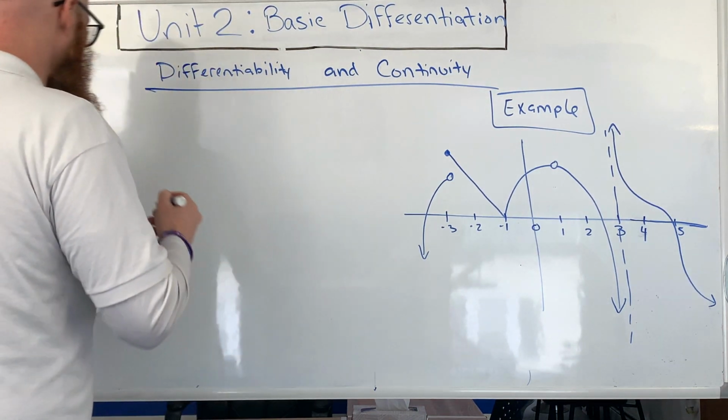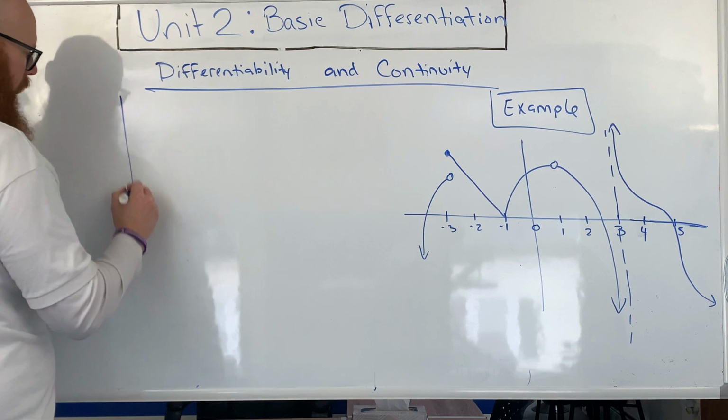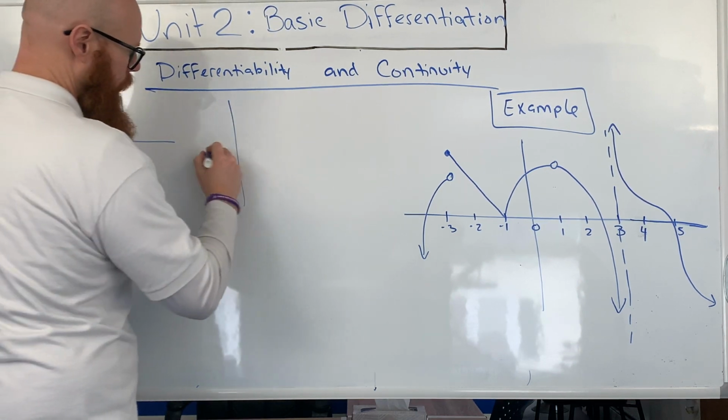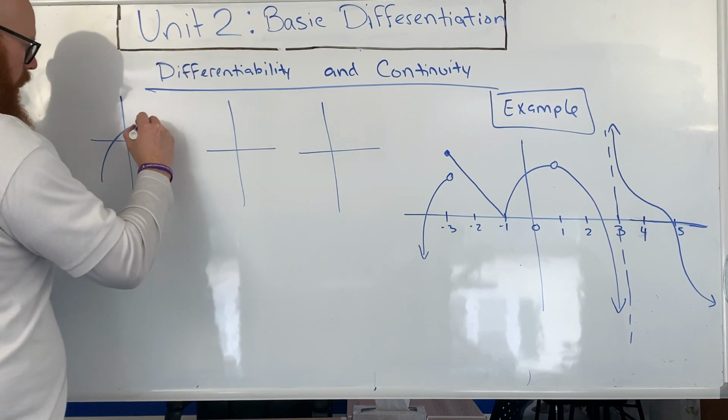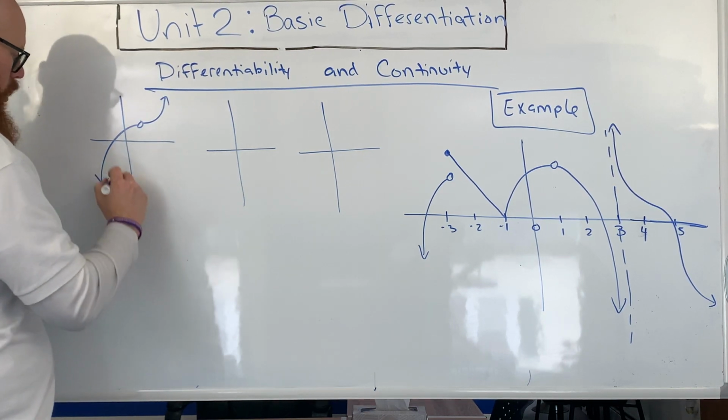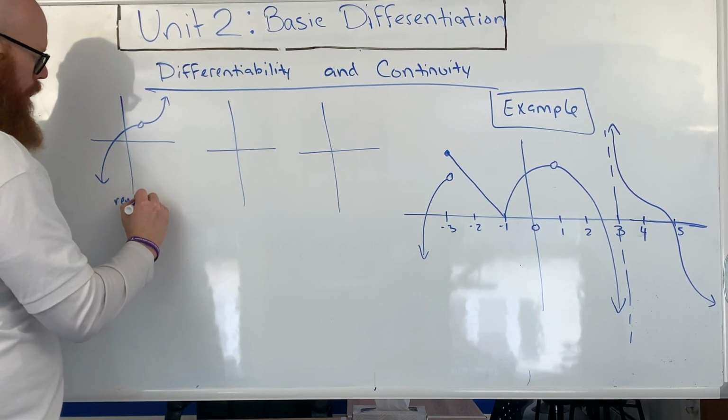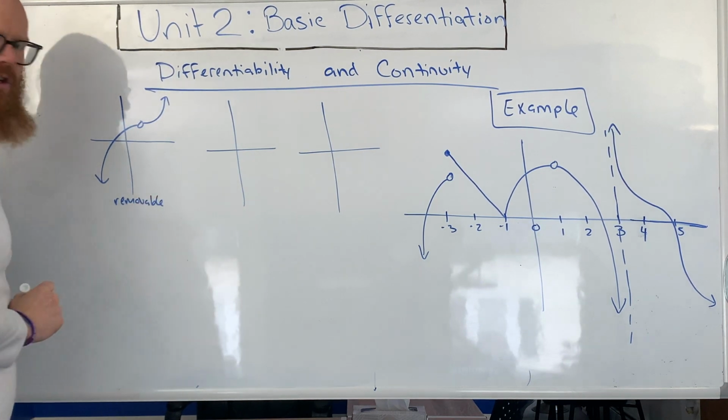So let's just review that real quick. We've got 3 basic examples where something is not continuous. One of them is a hole, and we called that a removable discontinuity.